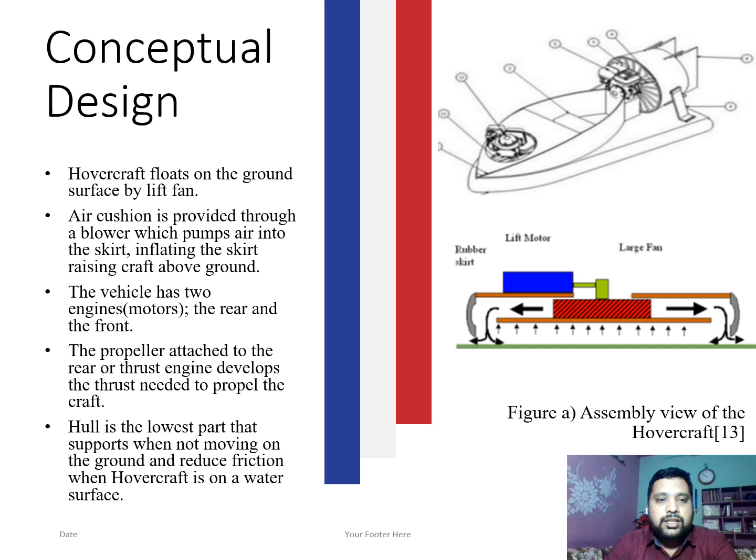The rear end motor is attached to a propeller, so the rotation of the propeller makes the craft move in the forward direction, giving it the propulsion. And overall the assembly is resting on a hull mechanism that also gives flexibility in the water environment for creating buoyancy, and in the ground environment it acts as a supporting mechanism.